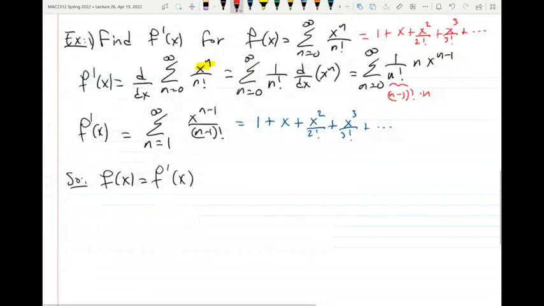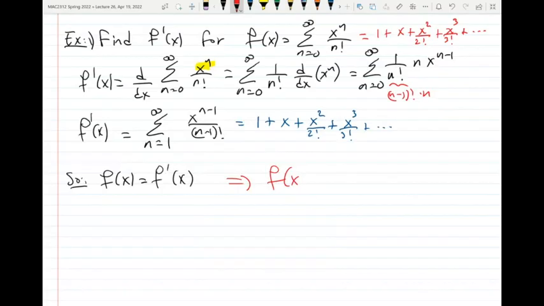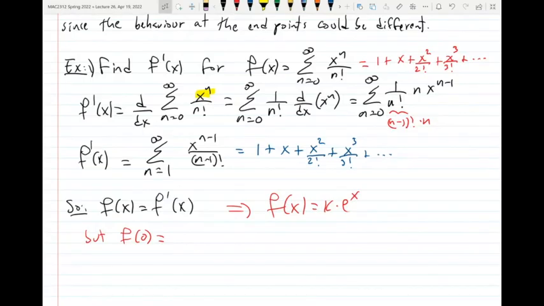So from here it follows that f of x is equal to some constant times e to the x. But then we can easily figure out that constant. What's the value of the function at 0? What's f of 0? Look at this expansion. What happens when you plug in 0 into the function? All of this becomes 0, yes? And what do you get? You get 1. So we have that f of 0 on one hand is equal to k e to the 0, and on the other hand is equal to 1. So k is 1.